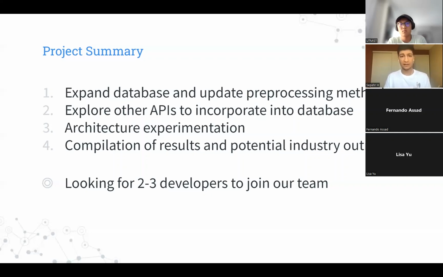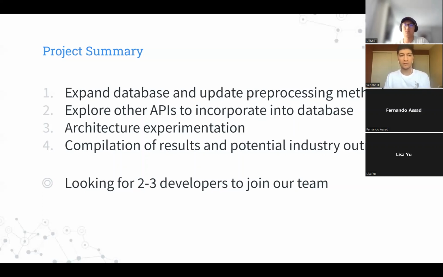Thirdly, we'd like to experiment with new architectures. Since our data is going to be changing, it'll be important to do this type of experimentation to try and find the best performing architectures. And finally, the fourth task is going to be a compilation of our results. And if we hit our target of 7.5% MAPE, that'll bring us on par with many companies in the industry and recent research papers. So we can take it to the next level and do some potential industry outreach.